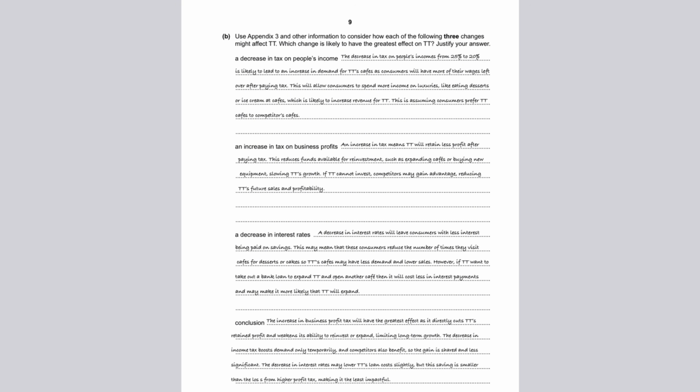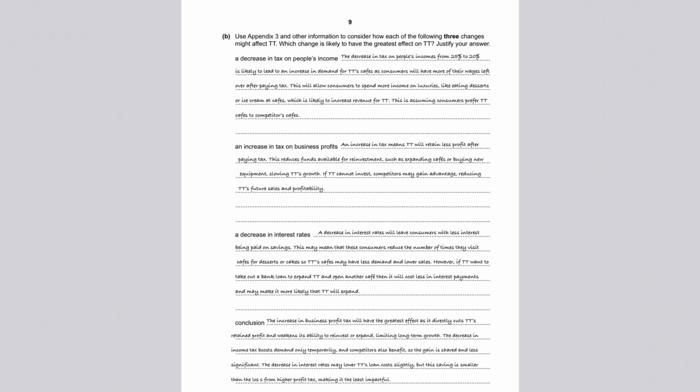And for the final question, use Appendix 3 and the other information to consider how each of the following 3 changes might affect TT. Which change is likely to have the greatest effect on TT? Justify your answer. For this question on the Specimen Answer Paper 2, I have copied a decrease in tax on people's income and a decrease in interest rates, as these 2 paragraphs scored a level 2.